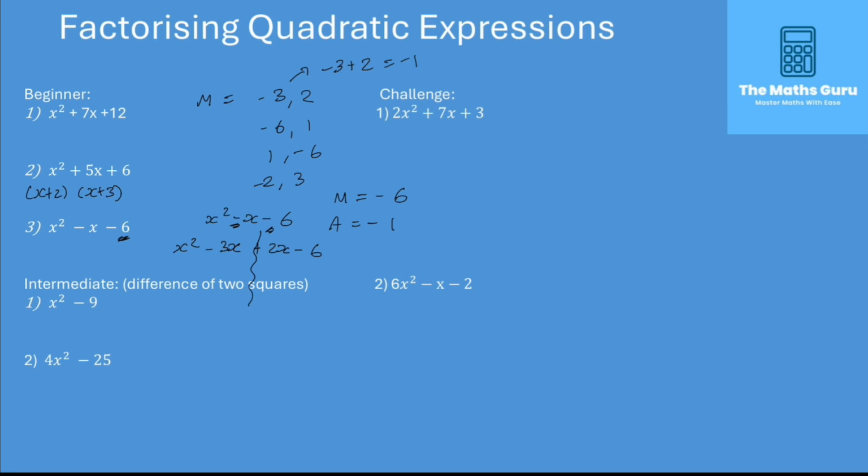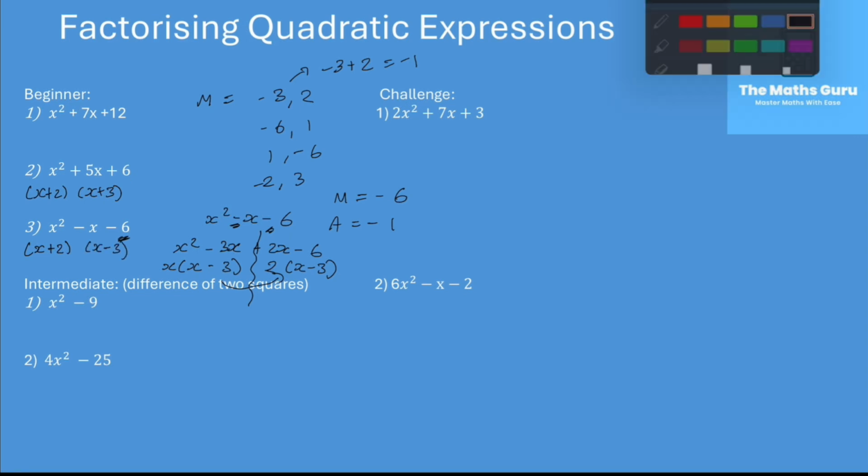Draw a line down the middle, and we get our x. Factor out our x, and then minus 3. Then put our minus 3 on this side, x minus 3. And we say, how do we get from x minus 3 to 2x minus 6? Put 2 outside there. And we say our brackets are x plus 2 and x minus 3.